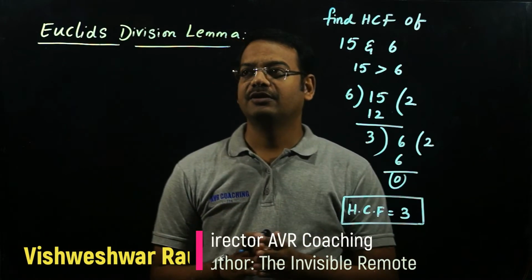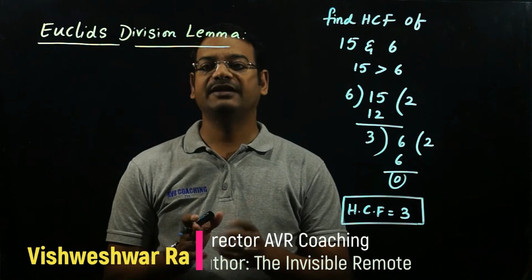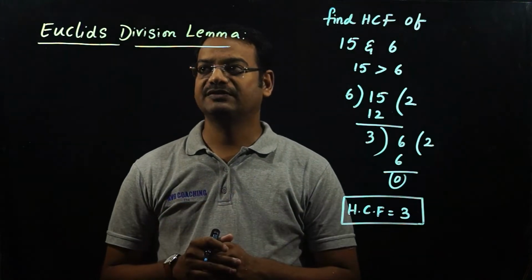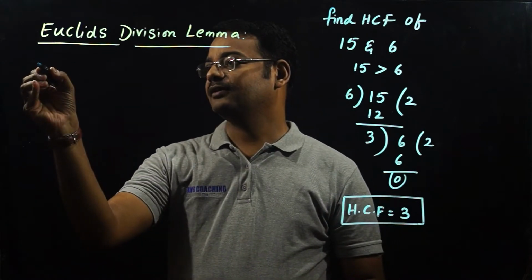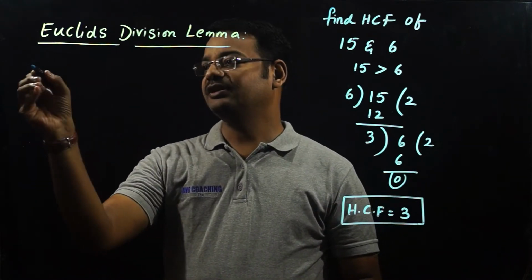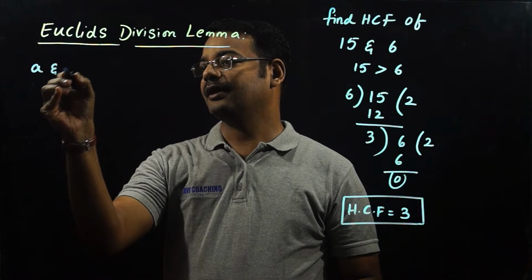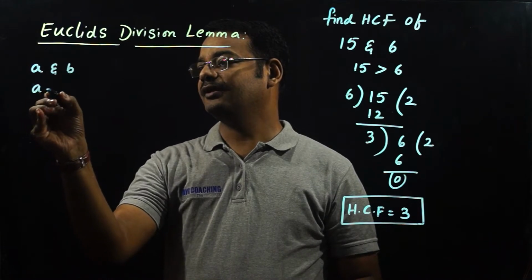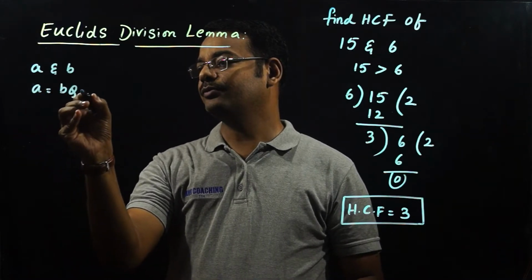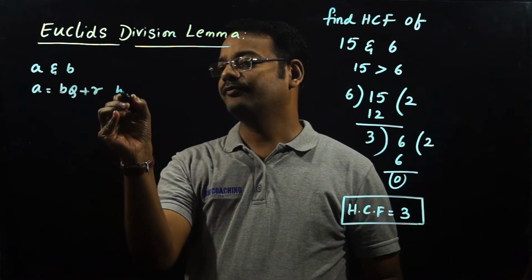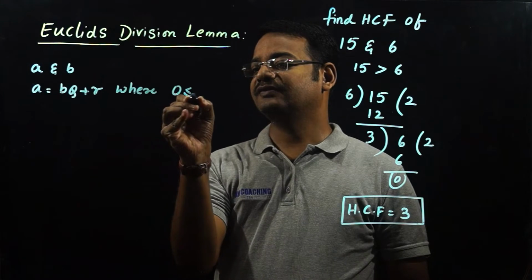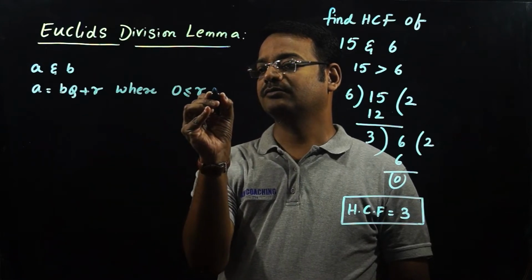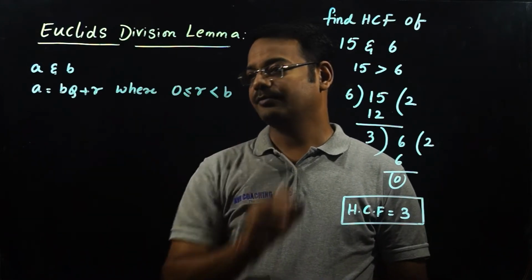Euclid's division lemma. This method is used to find the HCF of any two positive integers. Now, as per Euclid's division lemma, for any two integers a and b, a is equal to bq plus r, where 0 is less than or equal to r and r is less than b.